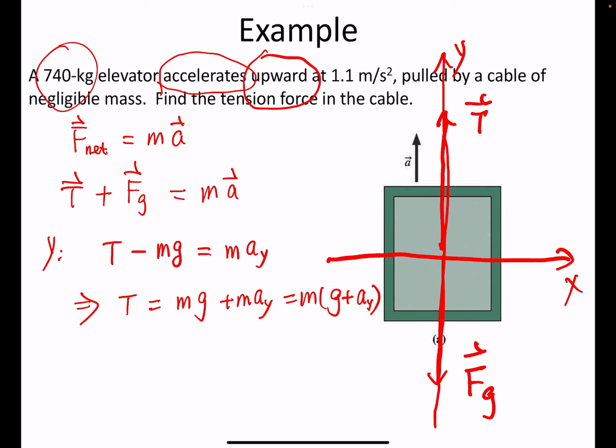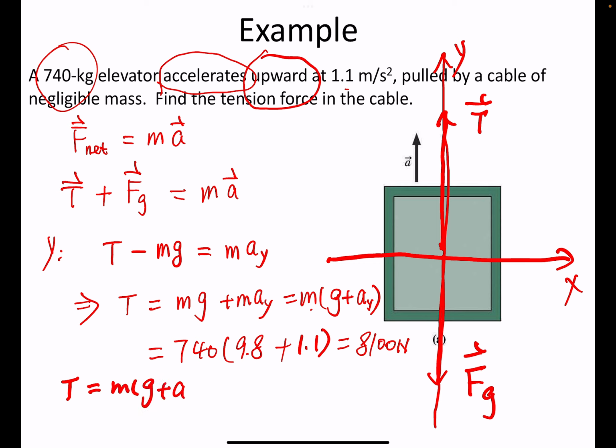And the problem gives us the mass. So mass is 740, g is 9.8, upward acceleration is 1.1. Put everything together, we find T is 8,100 Newton roughly. Okay, and we also get this: tension equals mass times g plus a. It works, seemingly, and hopefully this works for any acceleration.